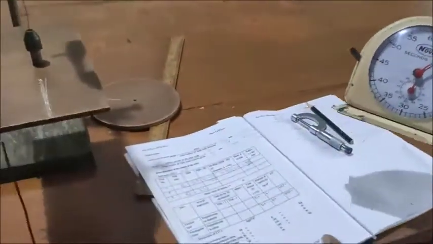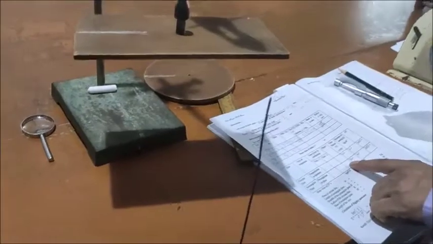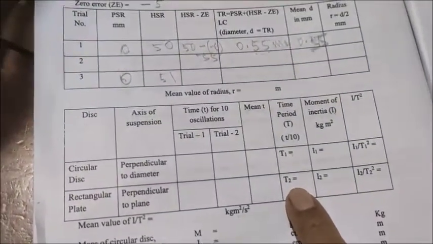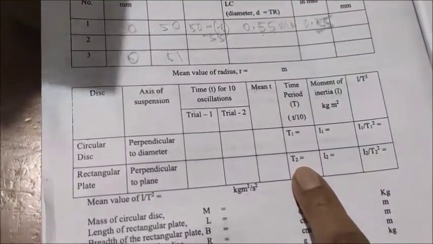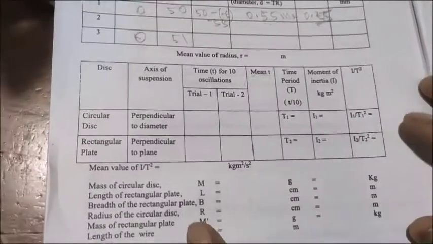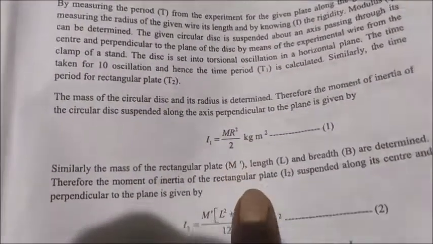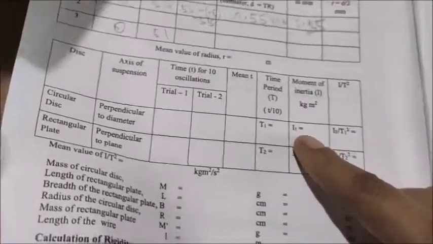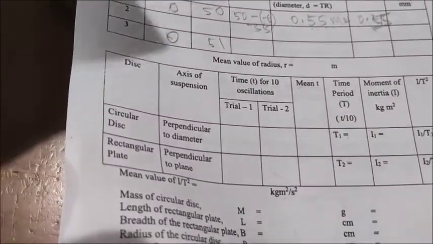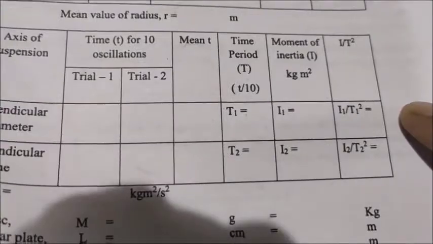So in this way you find the second trial also. Take the mean value, that is the time of 10 oscillations, and divide that by 10, which gives you the time of a single oscillation taken by the rectangular body. Now find out the I1 value. I1 is determined using the formula I1 is equal to mr squared by 2, and T1 you will get from the experiment. Now calculate I1 by T1 squared in the worksheet and tabulate it into the tabular column.